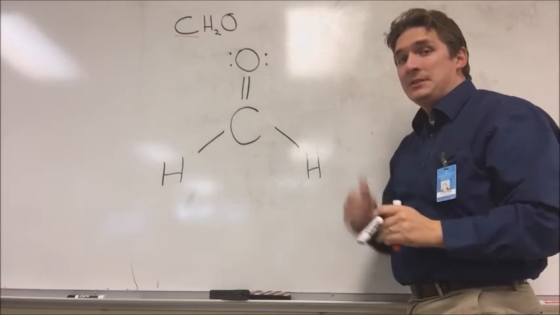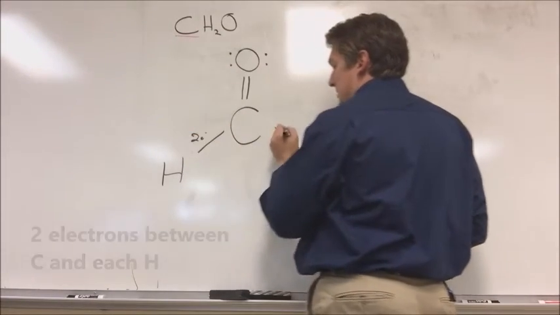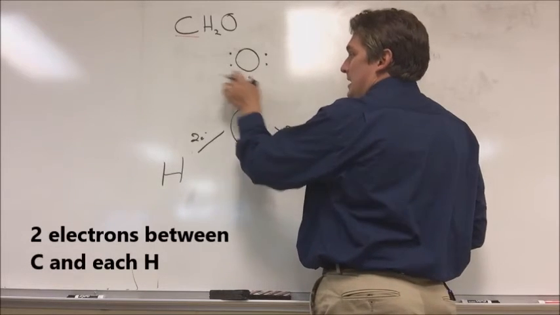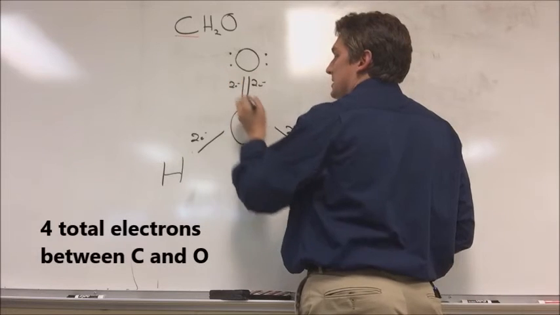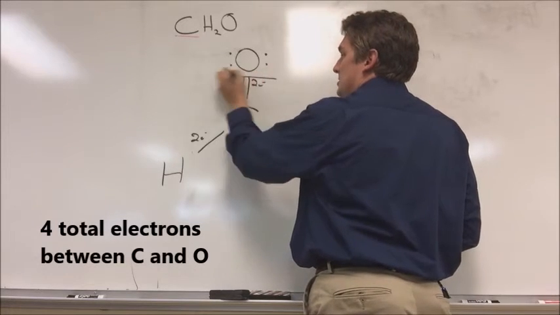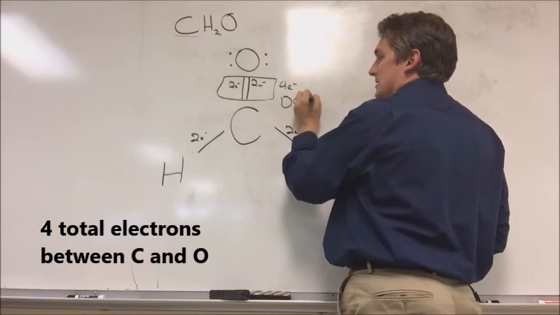Now remember, in Lewis theory, each bond represents the sharing of 2 electrons. So we've got 2 electrons here, 2 electrons here, and now for each bond between oxygen and carbon, we've got 2 electrons here, 2 electrons here, which means that carbon and oxygen are sharing a total of 4 electrons in what's called a double bond.